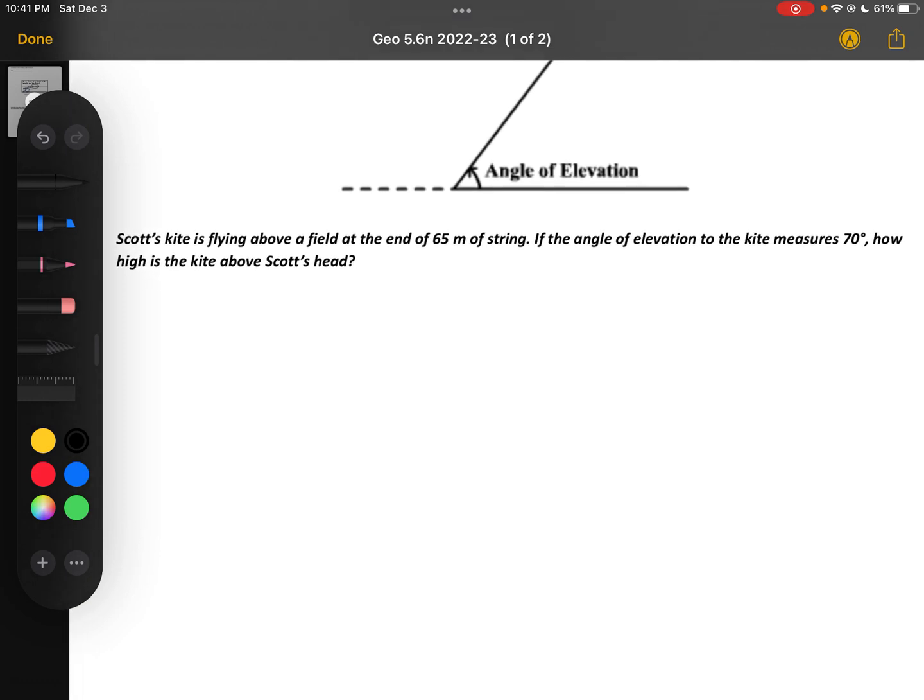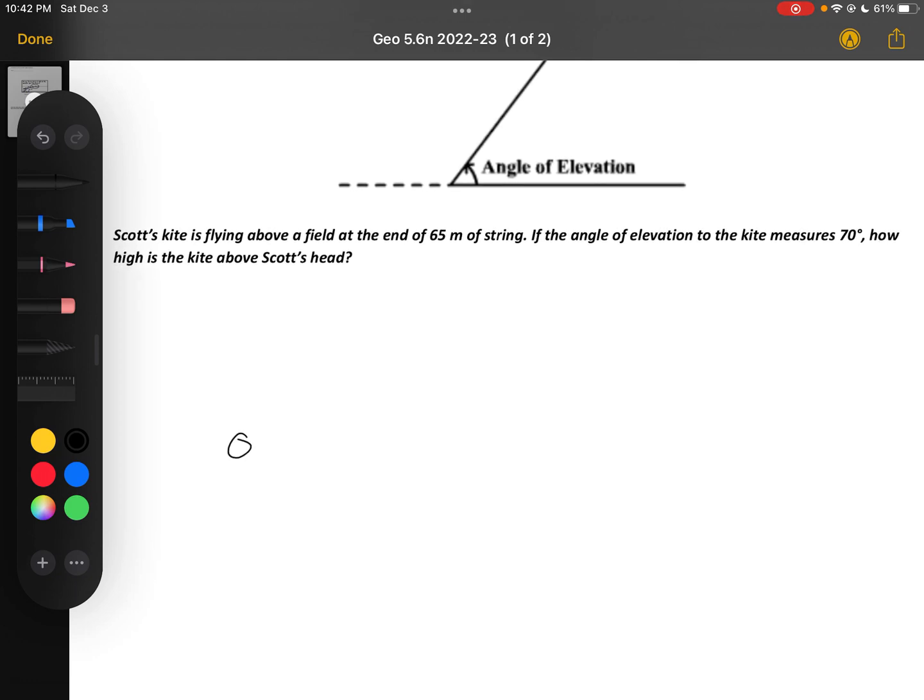So we're going to take Scott as our example here. Scott's flying a kite, and he's flying this kite above a field, and he knows that he has 65 meters of string. He can use that length of the string, and he can also estimate his angle of elevation to the kite, and we can see how high above the ground this kite is.